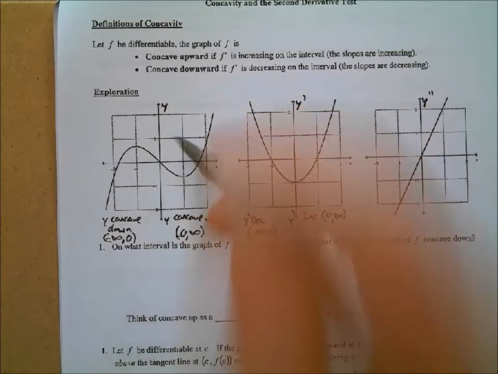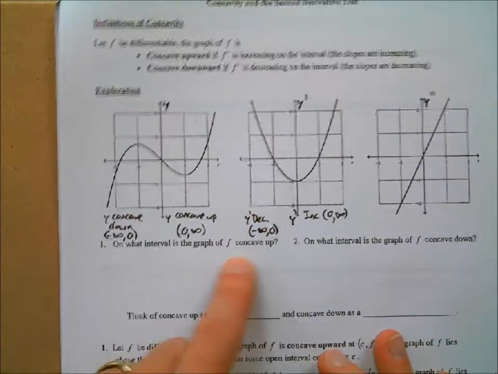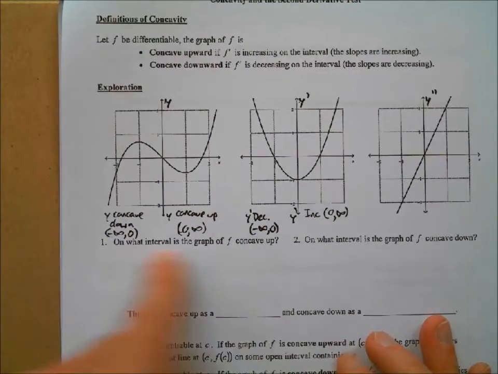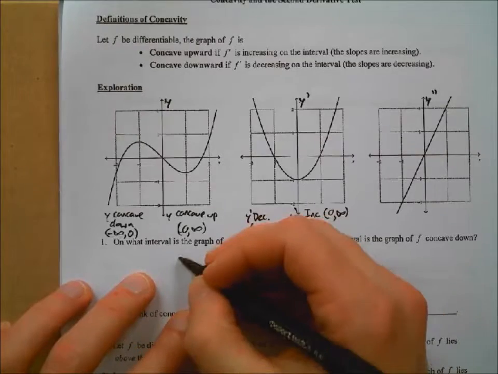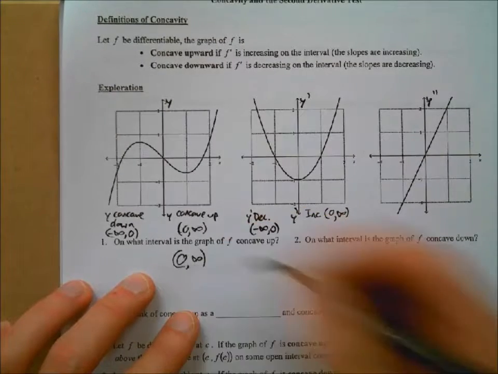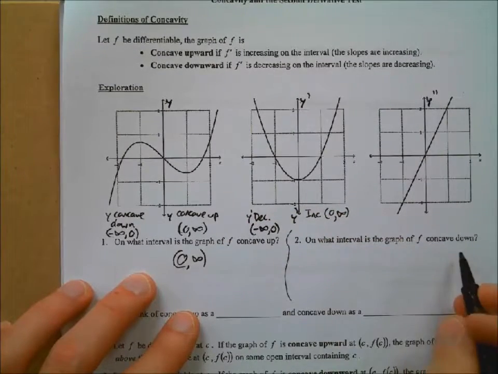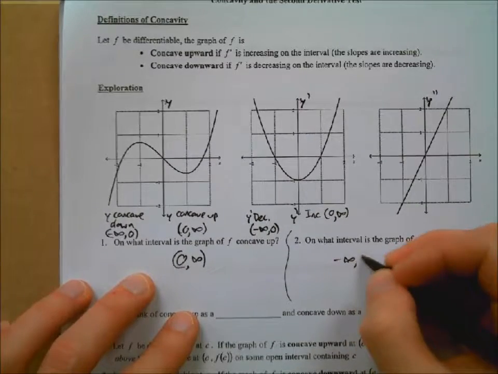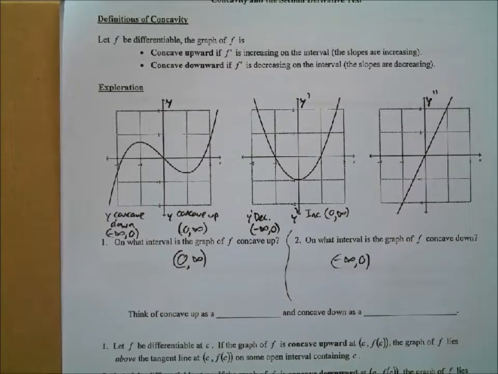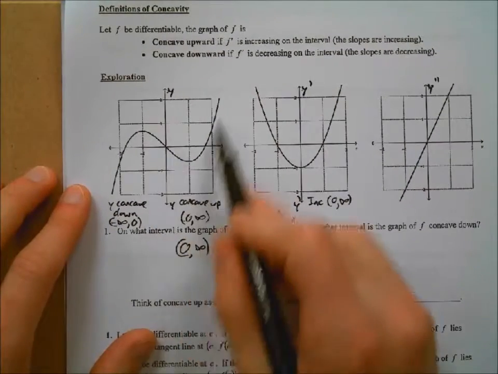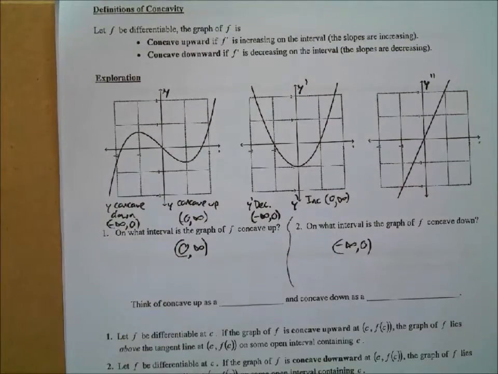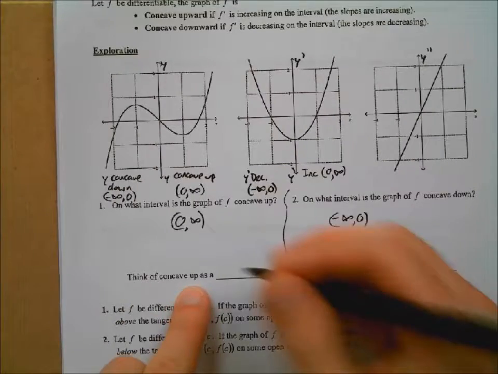Okay? So, on what interval is the graph of f concave up? I guess I should have answered the question down here. 0 to infinity. On what interval is the graph of f concave down? Negative infinity to 0. Okay? So, concave up behavior, again, is hard to see visually, but you can think of concave up as a cup.